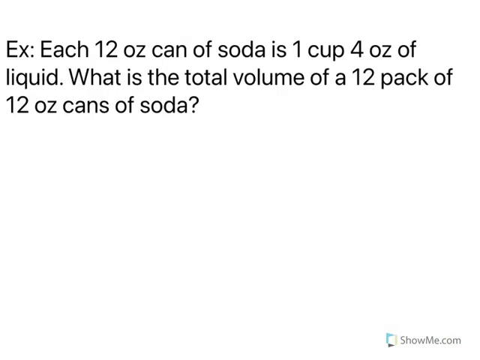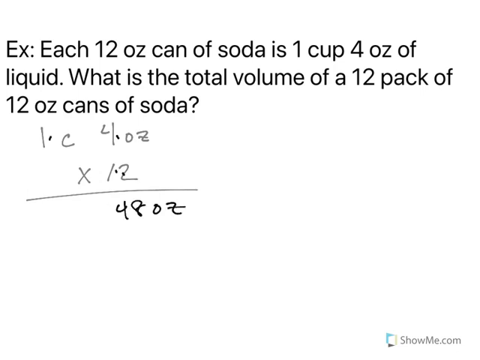So you always have to make sure that you are simplifying what you have. All right, and the last one. Each 12-ounce can of soda is really 1 cup, 4 ounces, because 8 ounces is a cup, fluid ounces. What is the total volume of a 12-pack of 12-ounce cans of soda? Okay, so let's think about this. You can do this a couple different ways, but one way is saying if I know that I have 1 cup, 4 ounces, and I have 12 of those, let's multiply by 12. That means 12 times 4 is 48 ounces, and 12 times 1 is 12 cups.